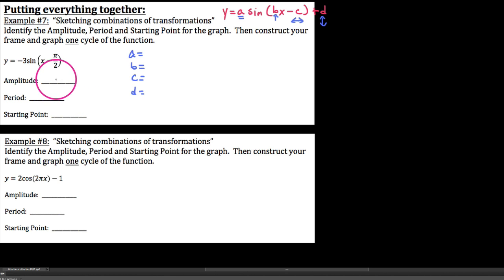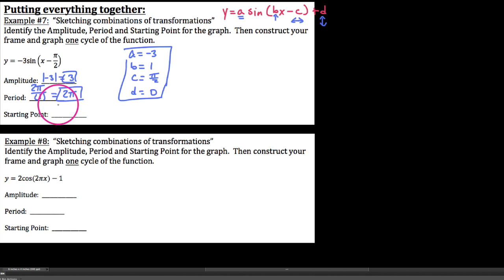So let's start with our amplitude. Our amplitude is always the absolute value of the a value. So we end up with the absolute value of -3, which is 3. Let's identify these here. Our b value is 1. Our c value is the opposite of negative pi halves, so we say pi halves. And it looks like we're lacking a d value. So I got a little ahead of myself here. But after identifying these, we have an amplitude of 3. Now the period, we say 2 pi over the b value, which in this case is 1. So we have a period length of just 2 pi, which is just like a standard sine curve.